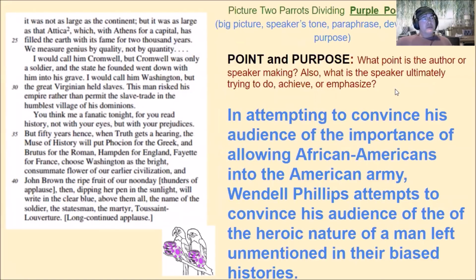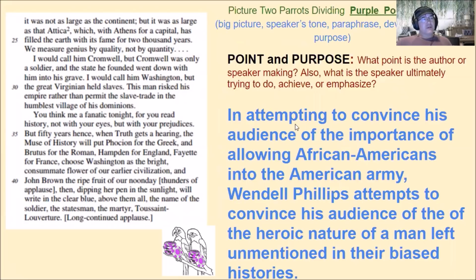Purple poker chips. Point and purpose. Purpose and point. What point is the author making, or the speaker? What is the speaker ultimately trying to do, achieve, or emphasize?